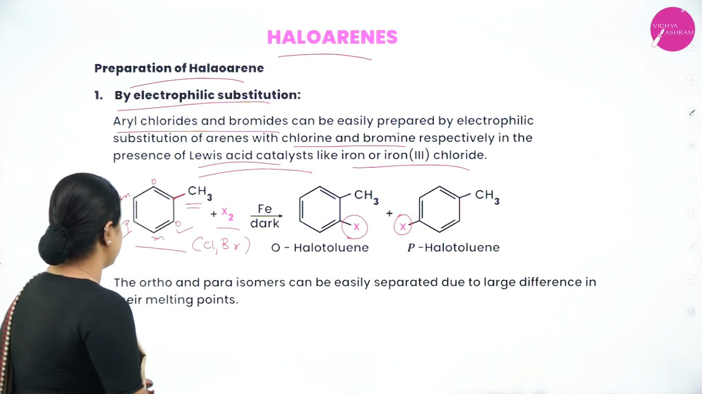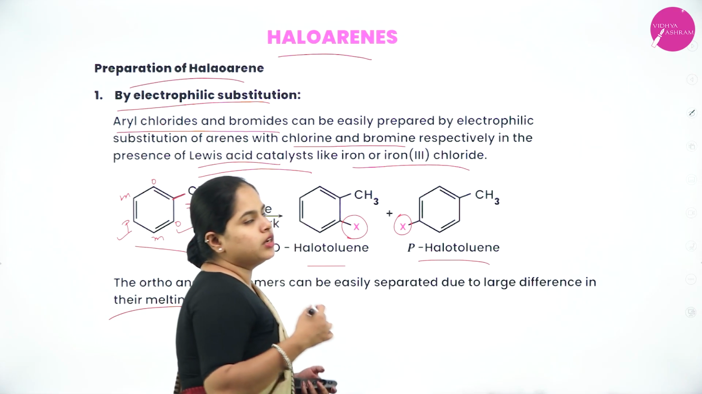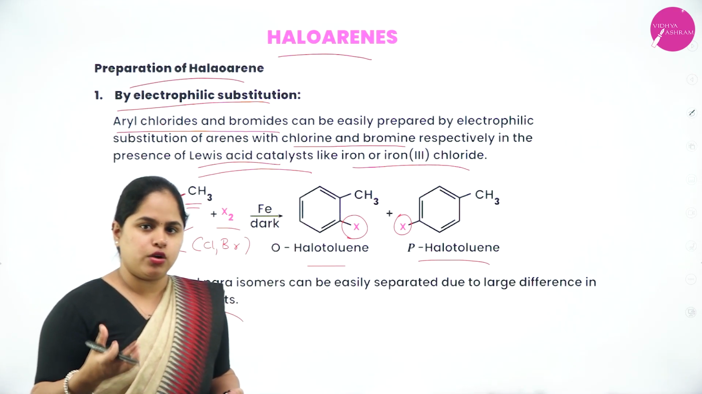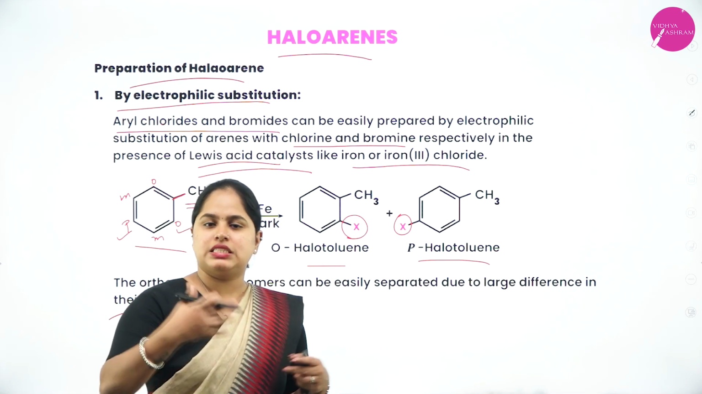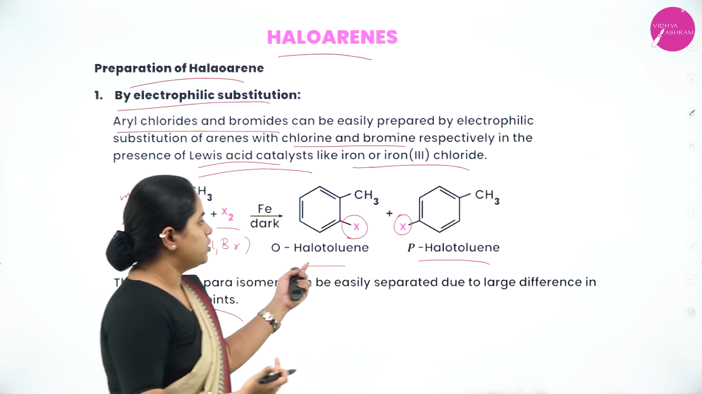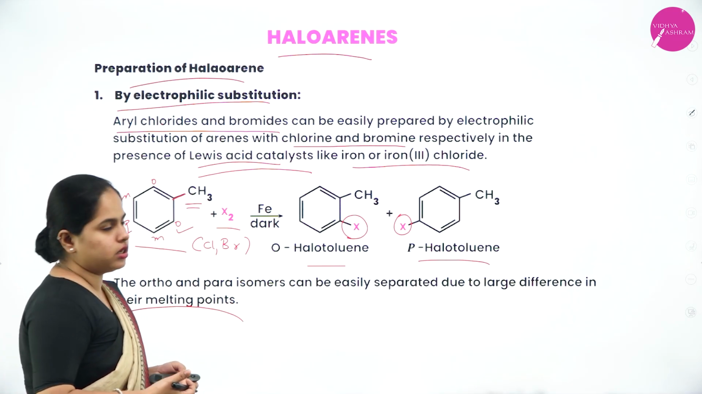Due to the large difference in their melting points, the ortho product and para product, both you are going to get here. So is it difficult to separate? No, it is easy to separate because their melting points will differ more. So it's easy to separate them. Okay, so this is how haloarene will be formed according to electrophilic substitution reaction.